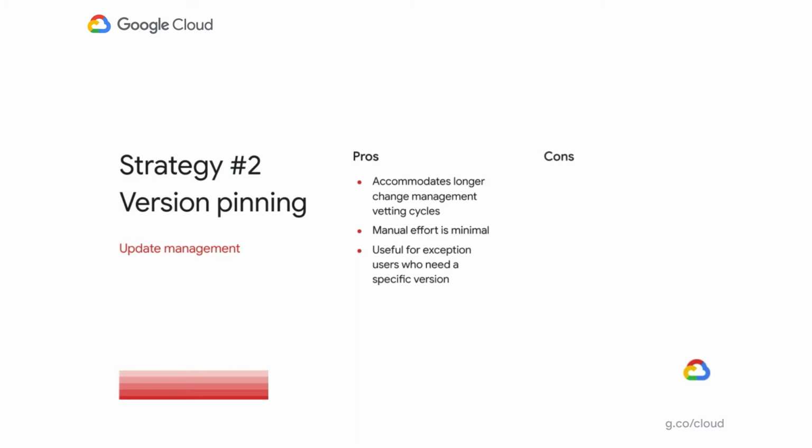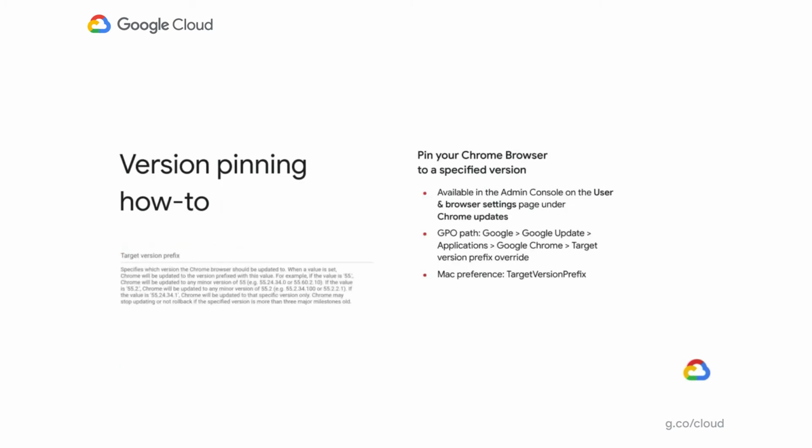The risk, of course, is if you pin to an older version of Chrome, that version may lack critical fixes and may not be supported. Here's how it's done. Once again, feel free to screenshot this slide as a reference. Set the target version prefix to the major milestone you've reviewed and tested, and make sure you subscribe to the release notes. If you include just the milestone number and the point after it, Chrome will apply all incremental updates and security patches automatically, but it won't update to the next version.